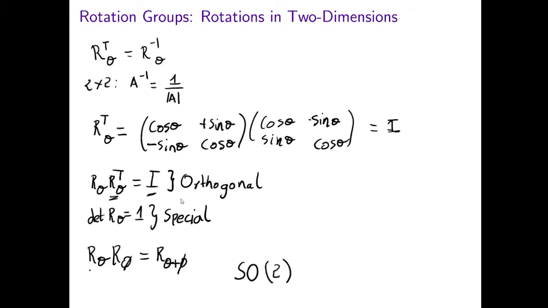Essentially it's just as I was saying, it's 2-dimensional, 2 degrees of freedom, so you call it SO2.